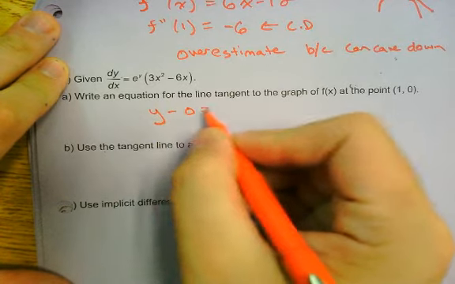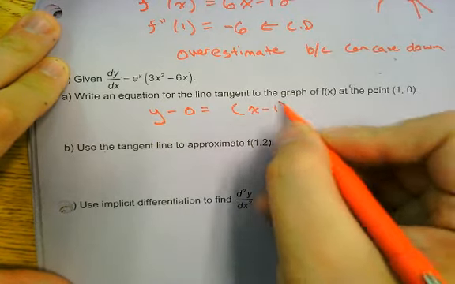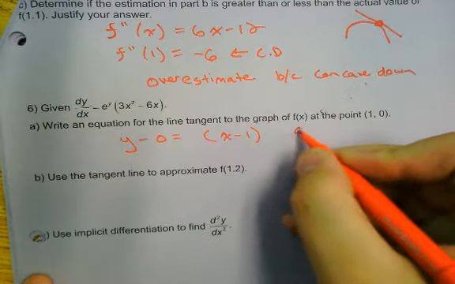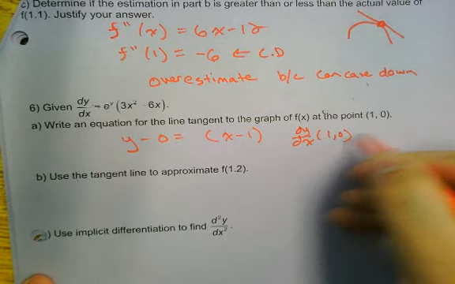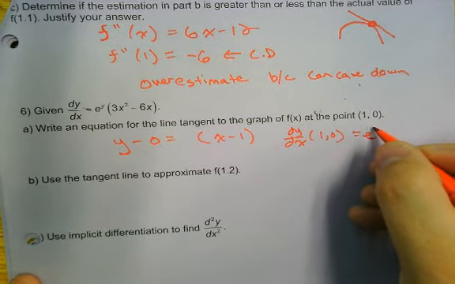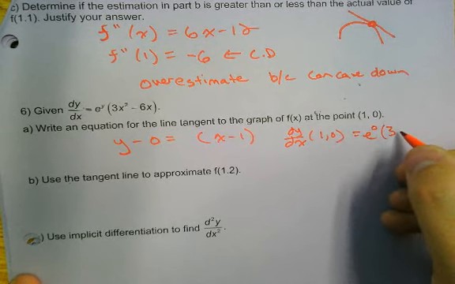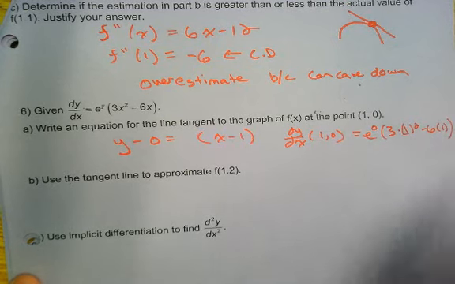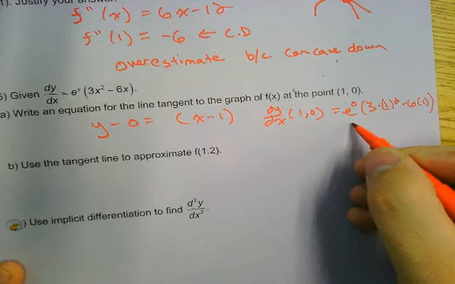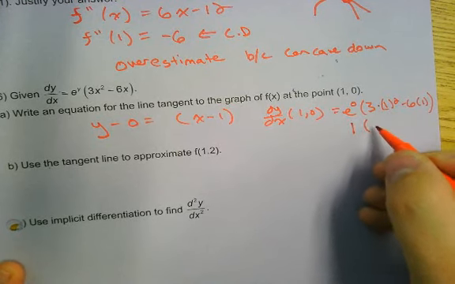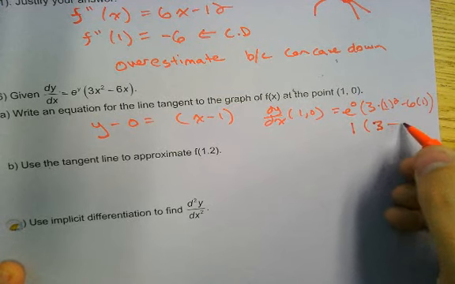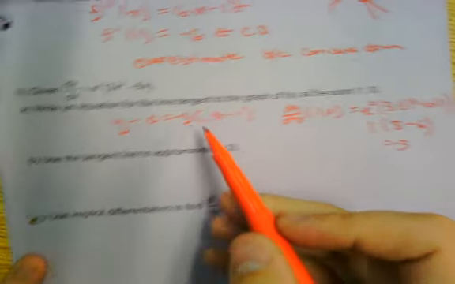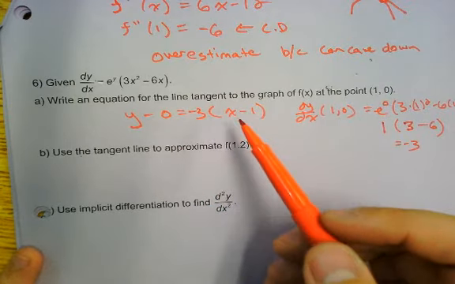So I know I have y minus 0 equals some slope times x minus 1. How can I find the slope? Plug it in. So dy/dx at (1, 0) is equal to e to the 0 times 3 times 1 squared minus 6 times 1. What is e to the 0? 1. What is 3 times 1 squared? 3 minus 6. What do I get? Negative 3. That's my equation of a tangent line.